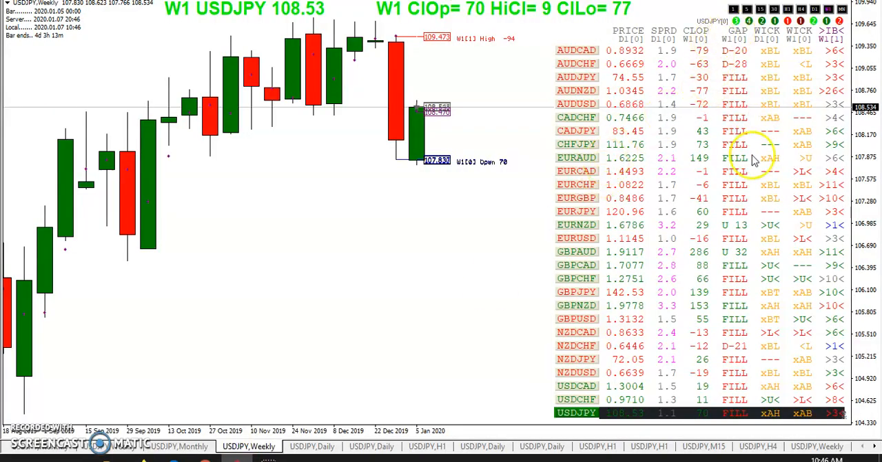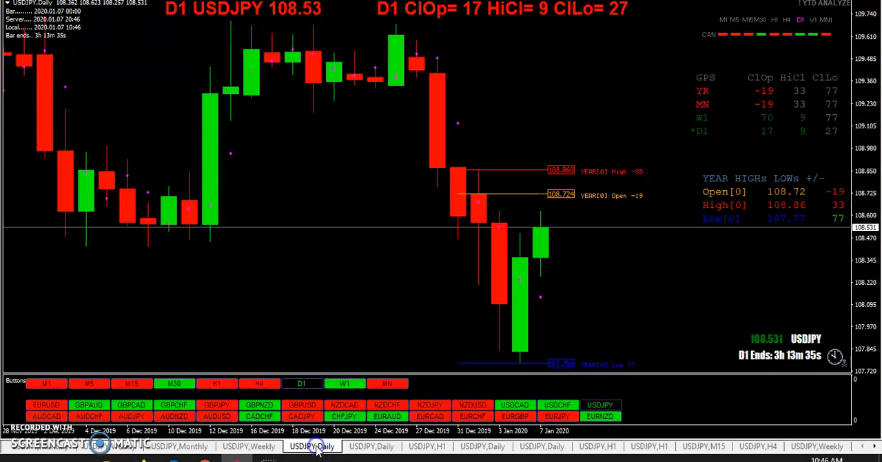Okay, moving on to the weekly. We've got 1, 2, 3, 4, 5 gaps that haven't filled yet. You can see that the dollar yen started out here, went below the previous week's low, then exited the previous week's wick zone to the upside, and has made a pretty nice move there. And looking at the yearly, we're 19 pips below the yearly open.